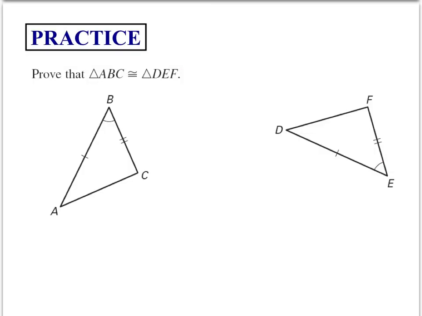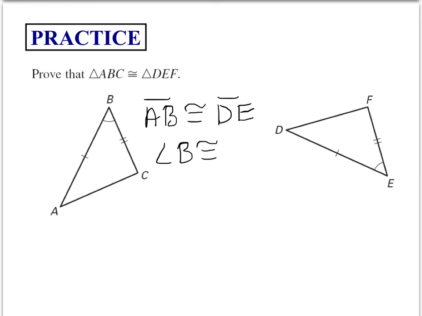Okay, so we're going to informally prove that triangle ABC is congruent to triangle DEF. The first thing that we know is that side AB is congruent to side DE. And we also know that angle B is congruent to angle E. We know this because of the marks on the diagram, because the B has this line here and the E has this line here. And finally, we know that side BC is congruent to side FE.